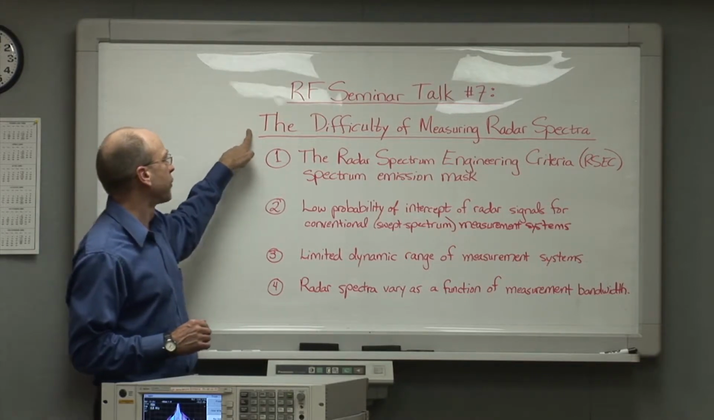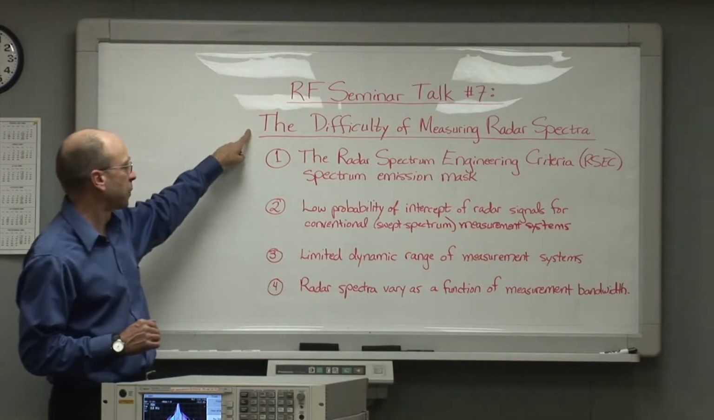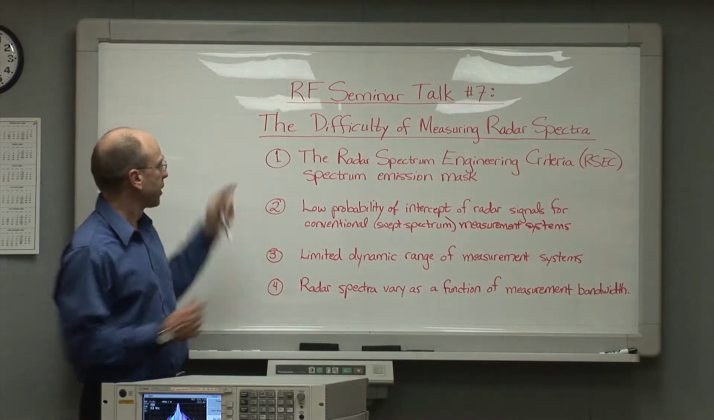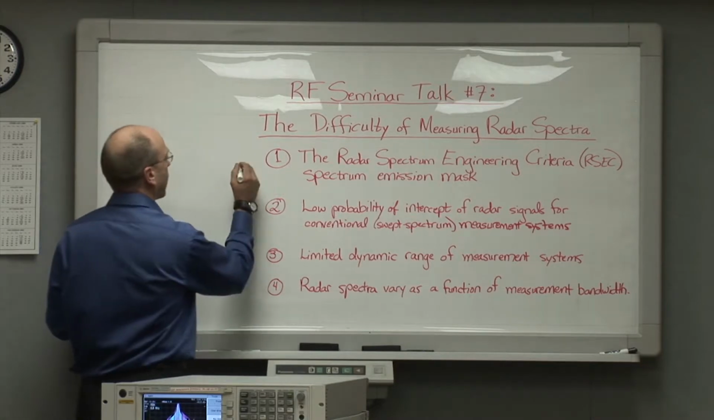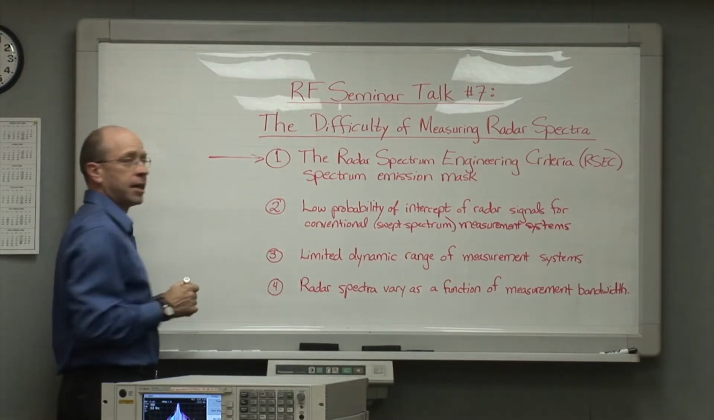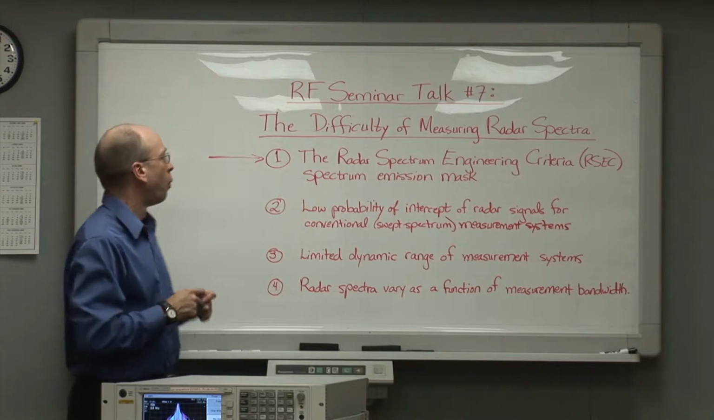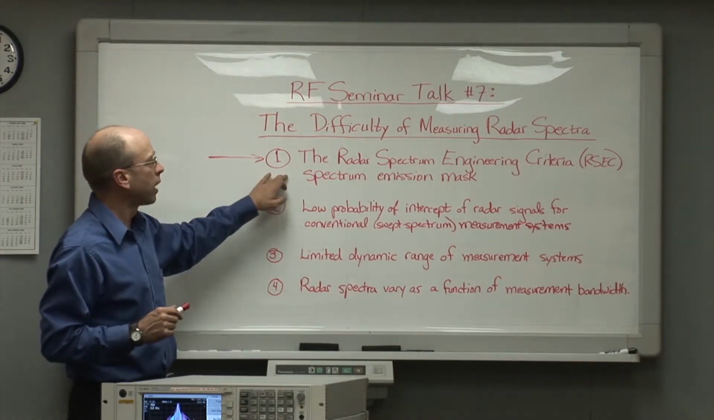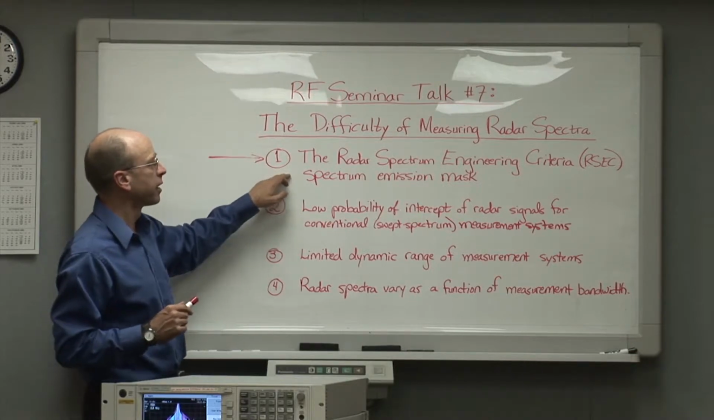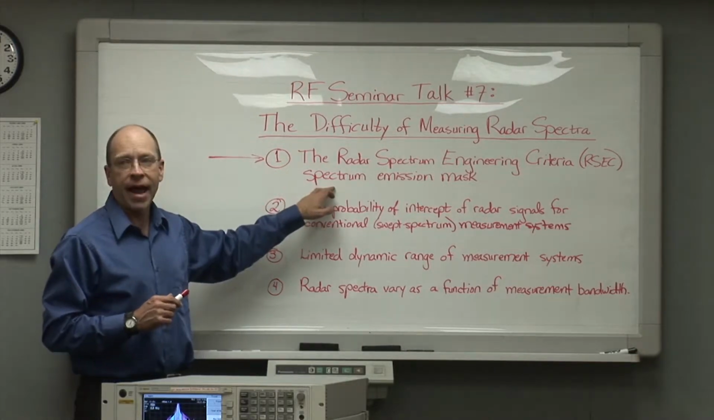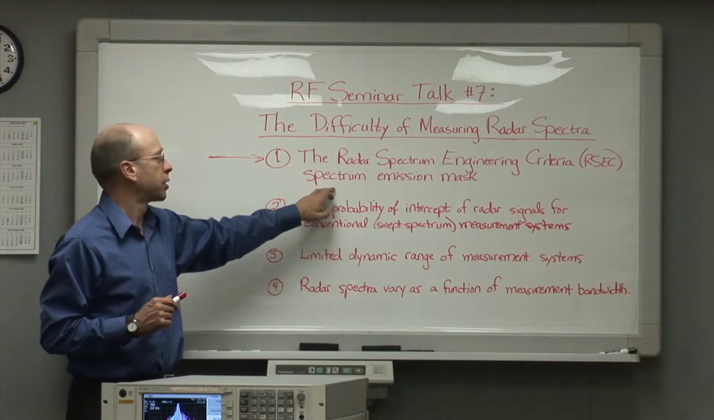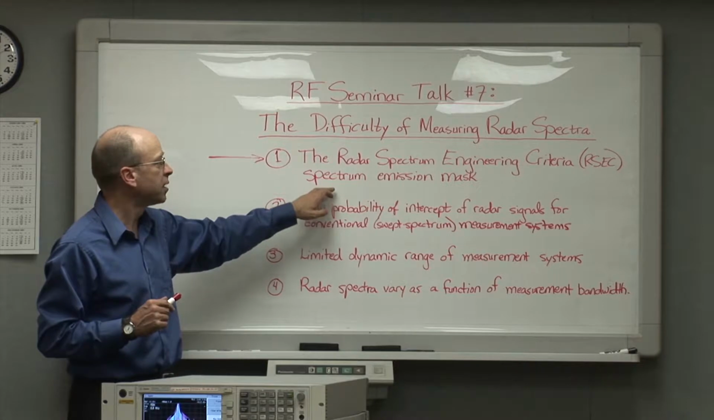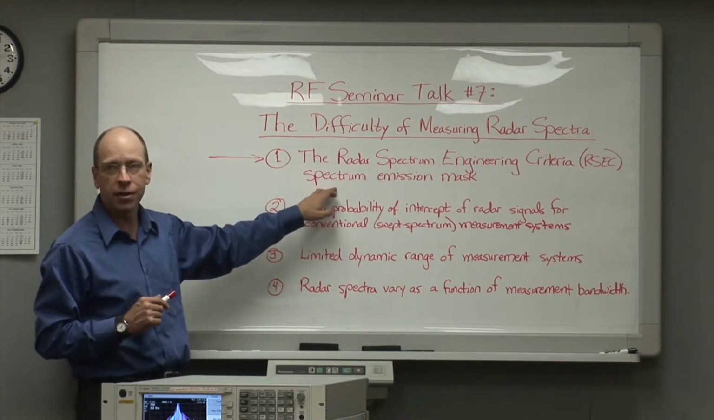And today I'm not going to give the solution to the problems, but I am going to explain what the problems are. And the way that I want to introduce this is by first of all explaining why we, particularly in NTIA, in the U.S. Department of Commerce at least, want to be able to measure radar emissions at all. So I'm going to start off with a radar spectrum engineering criteria, RSEC, spectrum emission mask, a description of the mask, showing what it is that NTIA says radars need to meet as an emission criterion in the spectrum.